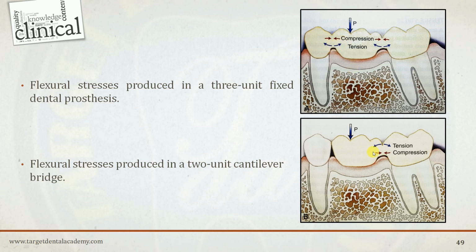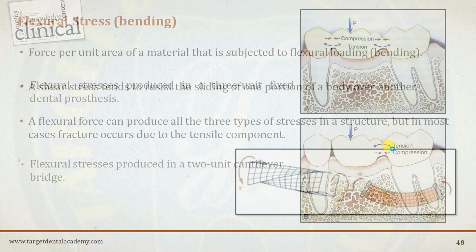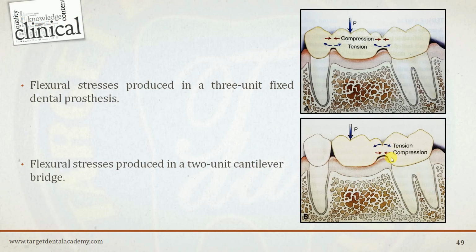In the same way, when you have a 2-unit cantilever bridge, this is your compressive force. In this compressive force, you can see the bending, or your flexure stress, the bending of your 2-unit FPDs and 3-unit FPDs.